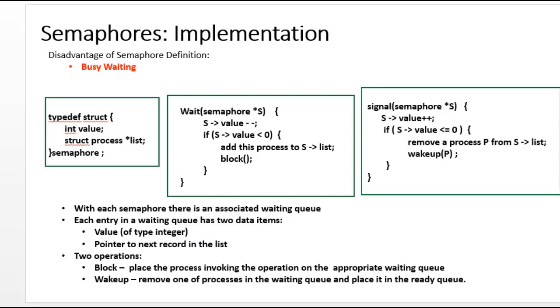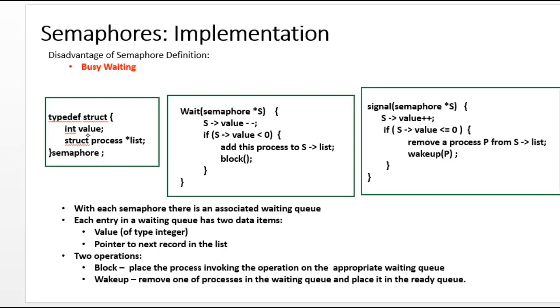To overcome the busy waiting problem, we have modified the definition of wait and signal operations. Observe the wait function. Now before that, with each semaphore there is an associated waiting queue. Please note, each entry in a waiting queue has two data items: a value and a pointer to the next record in the list.